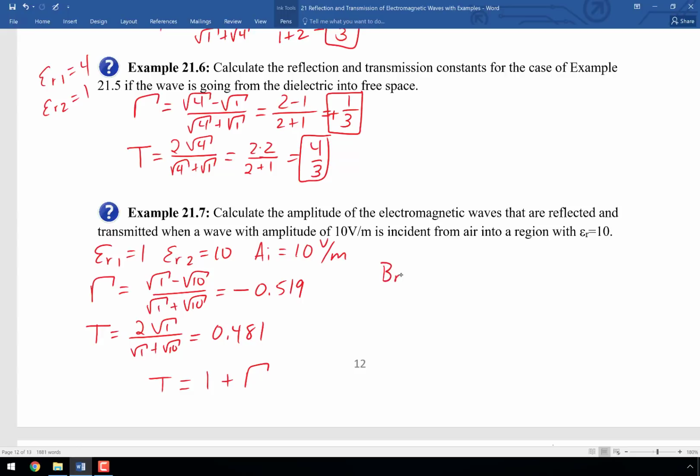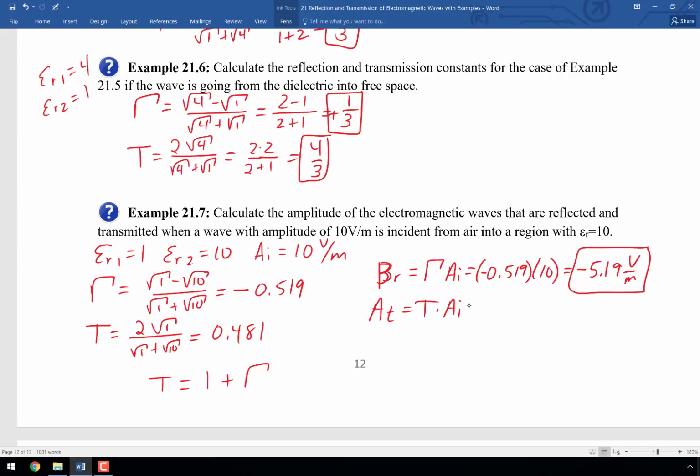So I know that the reflected amplitude is equal to the reflection coefficient times the incident amplitude, which is minus 0.519 times 10, which gives me minus 5.19 volts per meter. You might say the amplitude shouldn't include that negative sign. If you want to omit the negative sign, that's fine. I've included it here just so that we can see that it is in fact going to be flipped. And then the transmitted amplitude is going to be equal to T times a sub I, which is 0.481 times 10, which is 4.81 volts per meter.